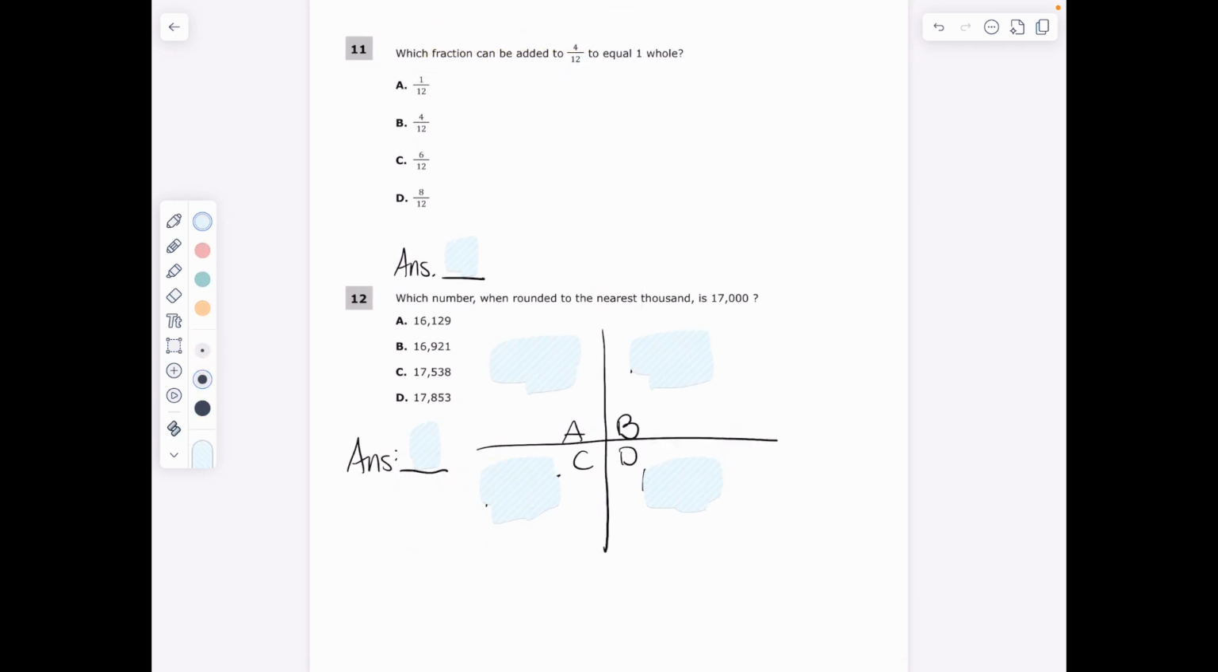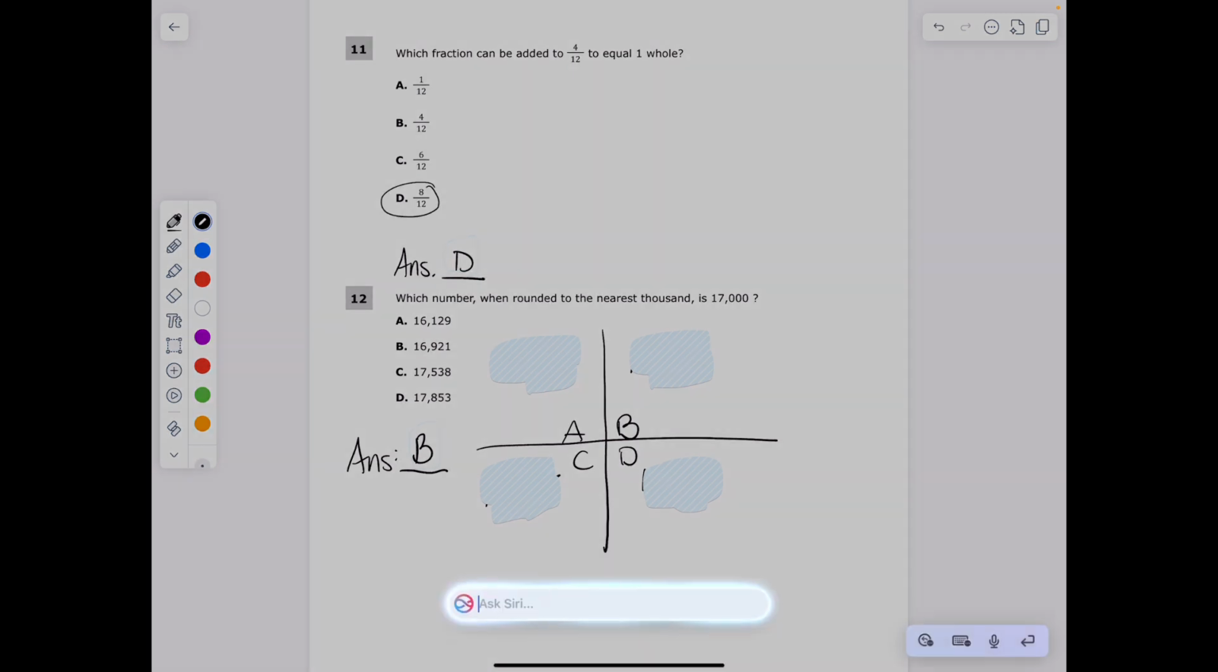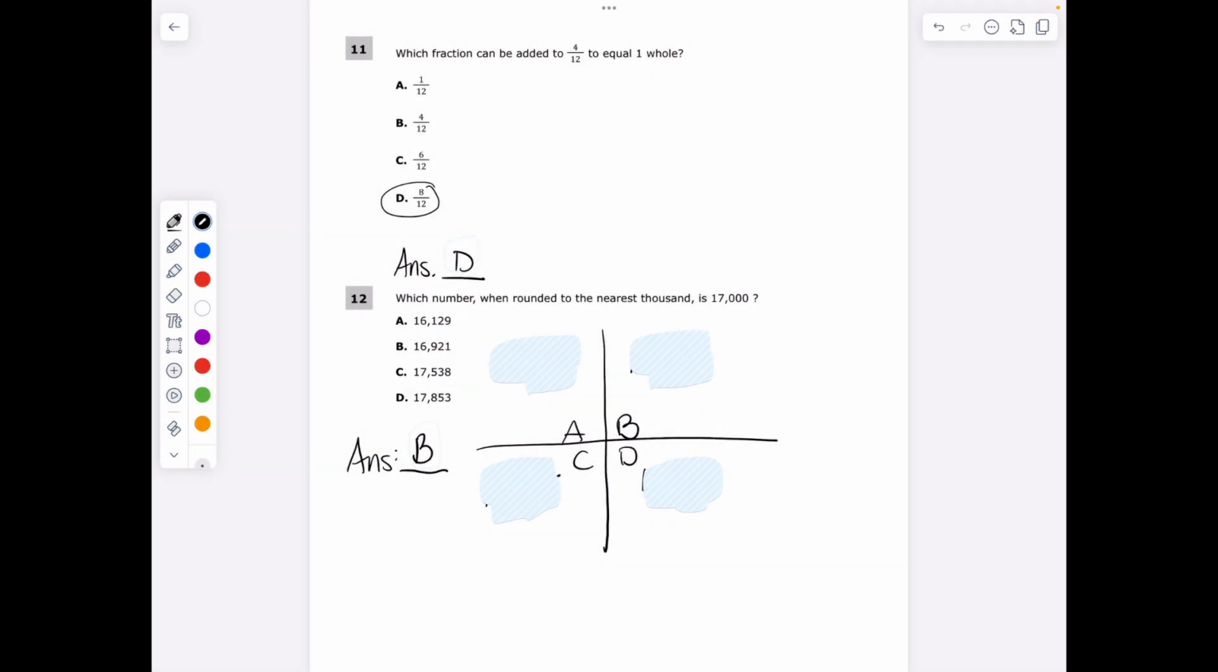Let's look at 11 and 12. The answer for 11 is D. And the answer for 12 is B. So check off with your work. And, oops, Siri came on for a second. We don't need her. All right, let's look at the first one if you're still here.